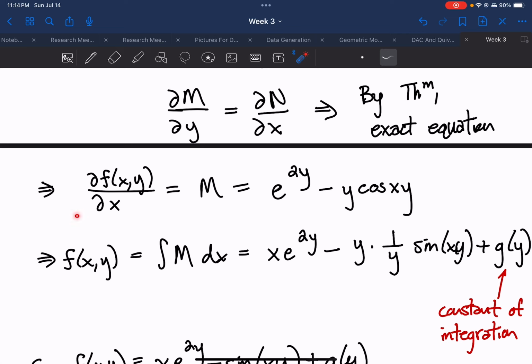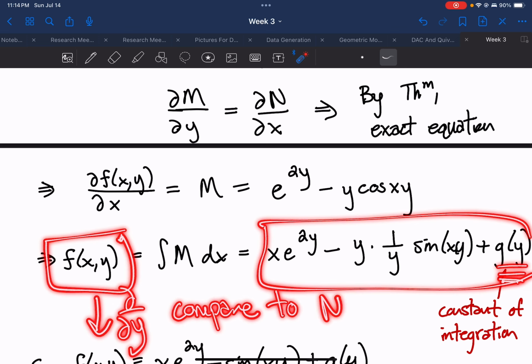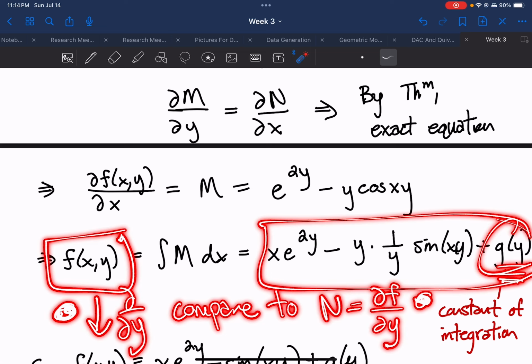We've integrated m dx, and we've got this expression for f. Now I know what f is up to this constant of y. So what am I going to do? I'm going to differentiate this partial y and compare to n, which is supposed to equal partial f partial y. And by comparing those two things, comparing n to whatever I get from this, should give me an expression for g prime of y.